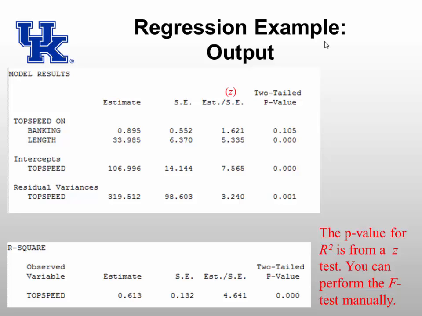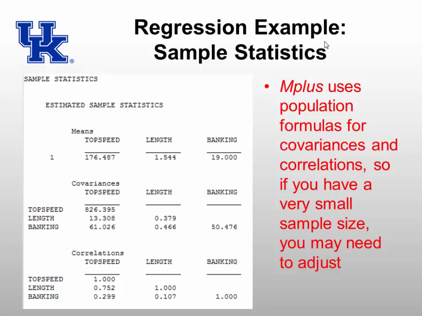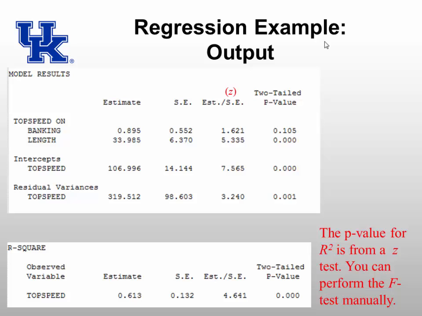Okay? And it does that for the intercept. The z-test there would be, is the intercept significantly different from 0? It also computes the residual variance for you. So if you knew, for example, the variance of top speed, the covariance of top speed with itself, was 826, the residual variance is 319.5. That tells you the percentage of variance explained, and that's what it gives you down there.